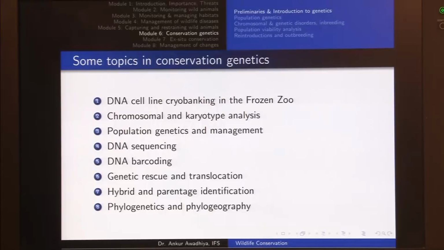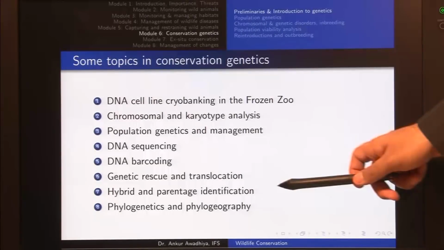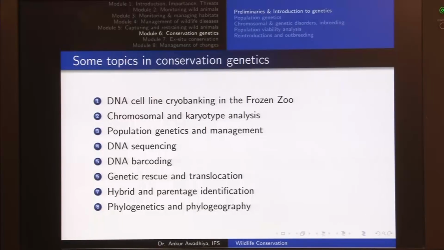Next we go for genetic rescue and translocation. Genetic rescue is something that we saw before as well. It is a way of overcoming inbreeding, and we will look at it in more detail in this lecture, along with reintroductions and outbreeding. Next is hybrid and parentage identification.